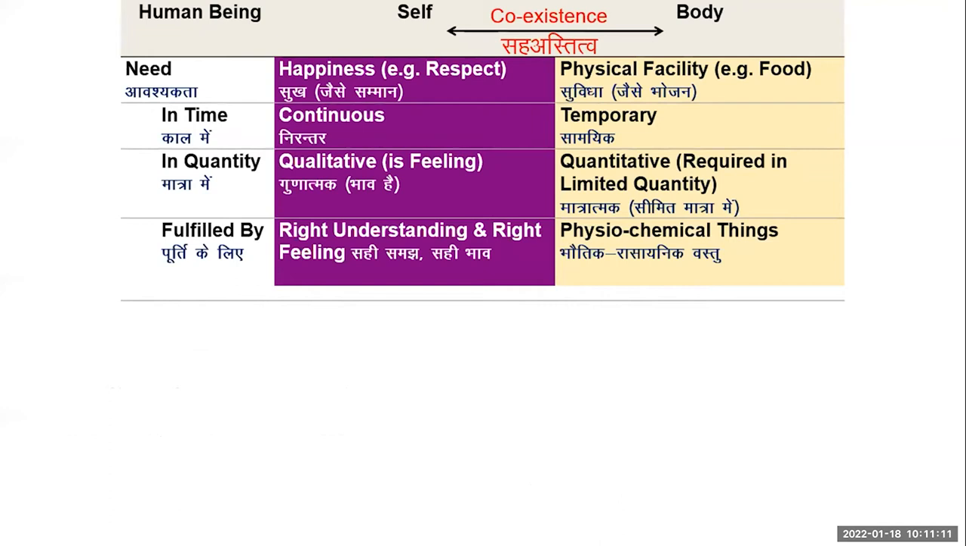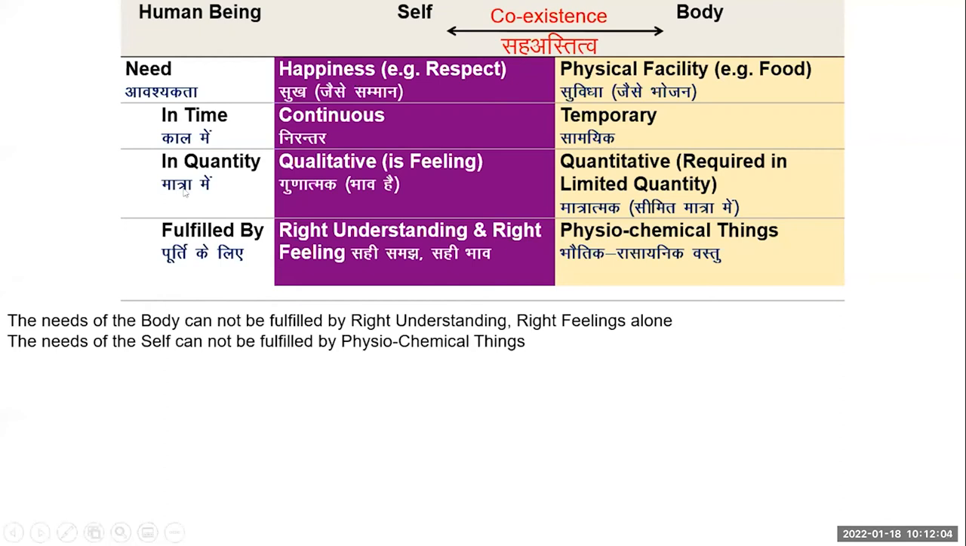Now, let's move a step further. The needs are fulfilled by what? In the case of the body, it can easily be seen that physical facilities are in the form of physiochemical things. While the need of the self can be fulfilled by right understanding and right feelings. We will be talking about the feelings later, and right understanding is understanding harmony at different levels of our existence. Harmony in me as an individual, harmony in the family, harmony in society, harmony in nature and existence. So right understanding and living with that understanding with right feelings is what fulfills the need of the self to be in a state of continuous happiness.